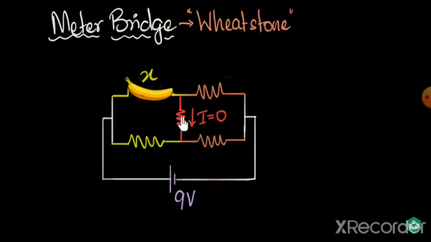And of course you might ask, how do I know whether the current is going to be 0 over here or not? Practically, how do I know? Well, you put a galvanometer over there. If the galvanometer deflection shows 0, then I know the current is 0.